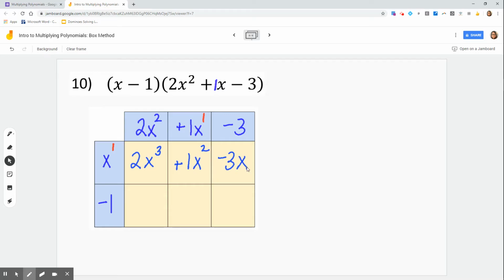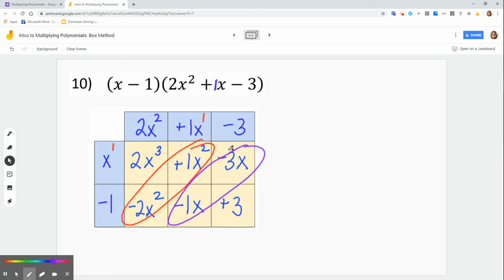Okay, I'm going to cover up the middle row now with my finger. So just don't even look at it. And we're going to distribute the -1 into each one of the columns. So -1 times 1x is -1x. And then -1 times -3 is +3. We're going to look for those like terms if we have any. Okay, power 2s I definitely have, and I definitely have just x to the first power.